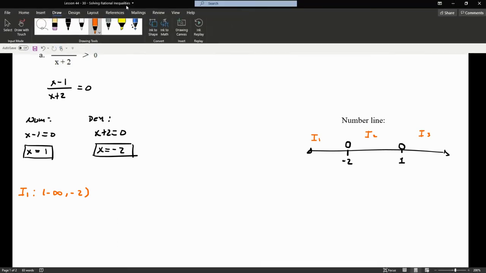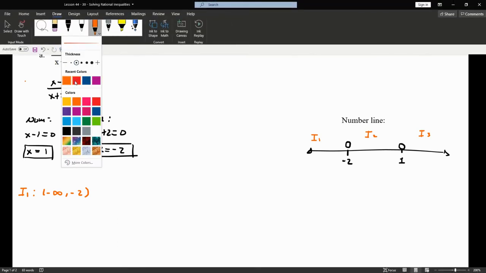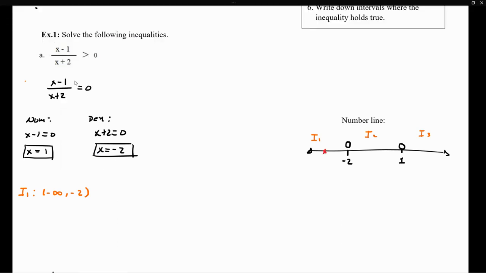What I'm going to do to test this interval is choose a point in this interval. Any value that is less than negative 2 will be part of this interval. So I'm going to choose the value x equals negative 5, and I want to see what happens when I plug in a value on this interval into the original statement. Am I going to get a true or false statement?